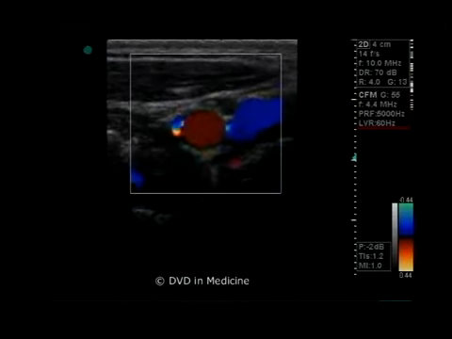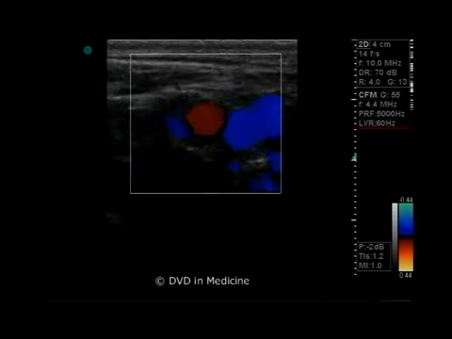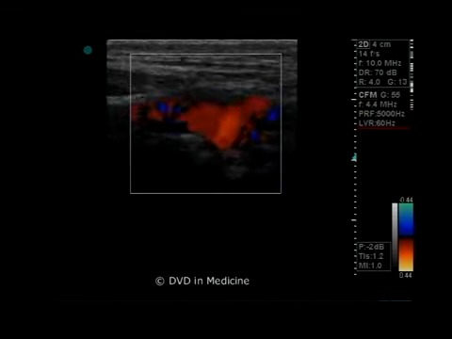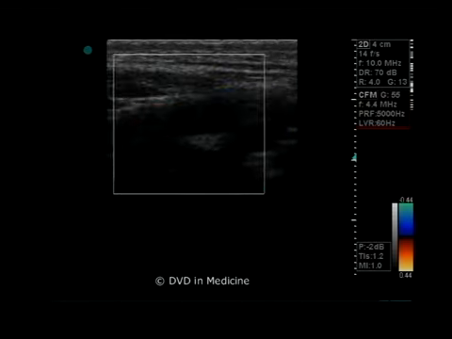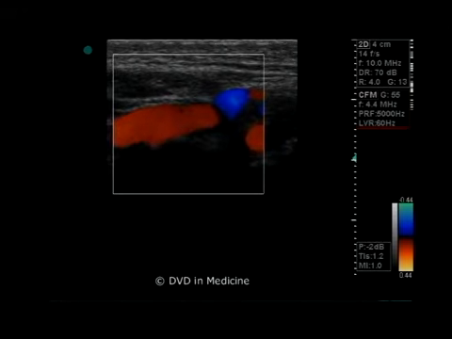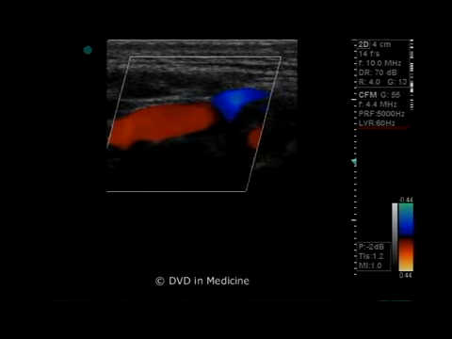One should register the Doppler spectrum in the internal carotid artery from 1 to 2 centimeters above the bulb, or as high as possible, in order to allow the normal bulbar turbulence to settle. This is the so-called boundary layer separation zone.